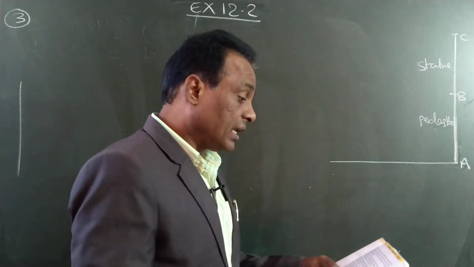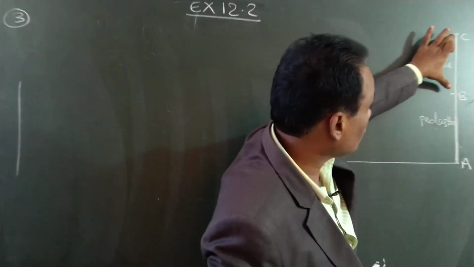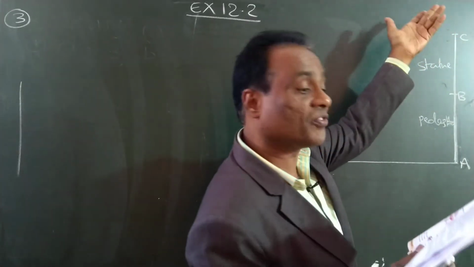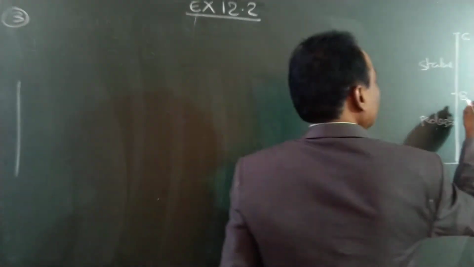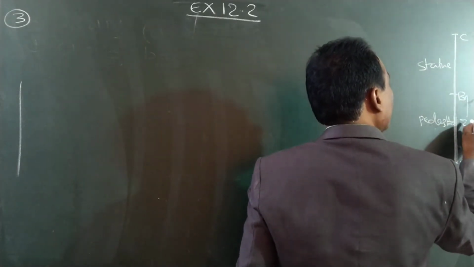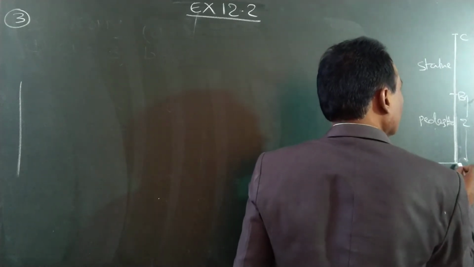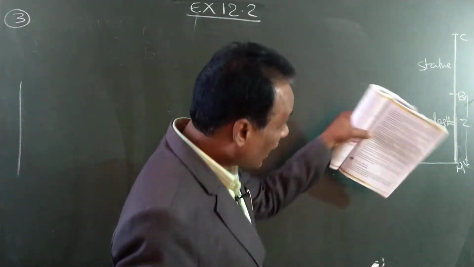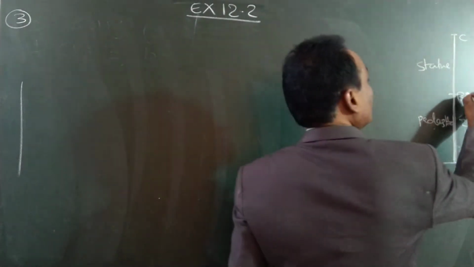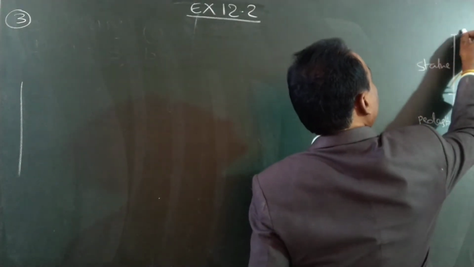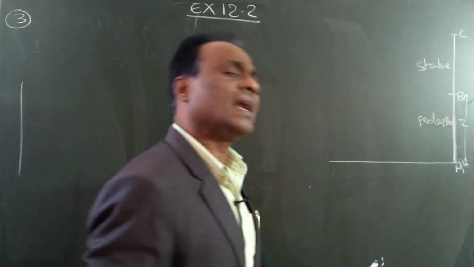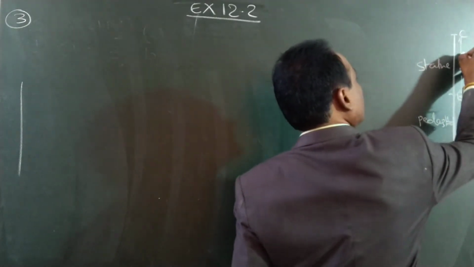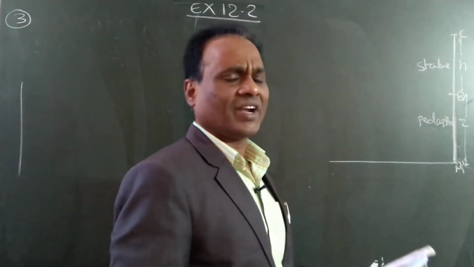So see here, this is a statue. A statue stands on the top of 2 meters tall pedestal. This is the 2 meters tall pedestal. What is the height of the pedestal? 2 meters. On this pedestal, the statue is standing. Let the height of the statue be h. Anyway, we have to find the height of the statue only.